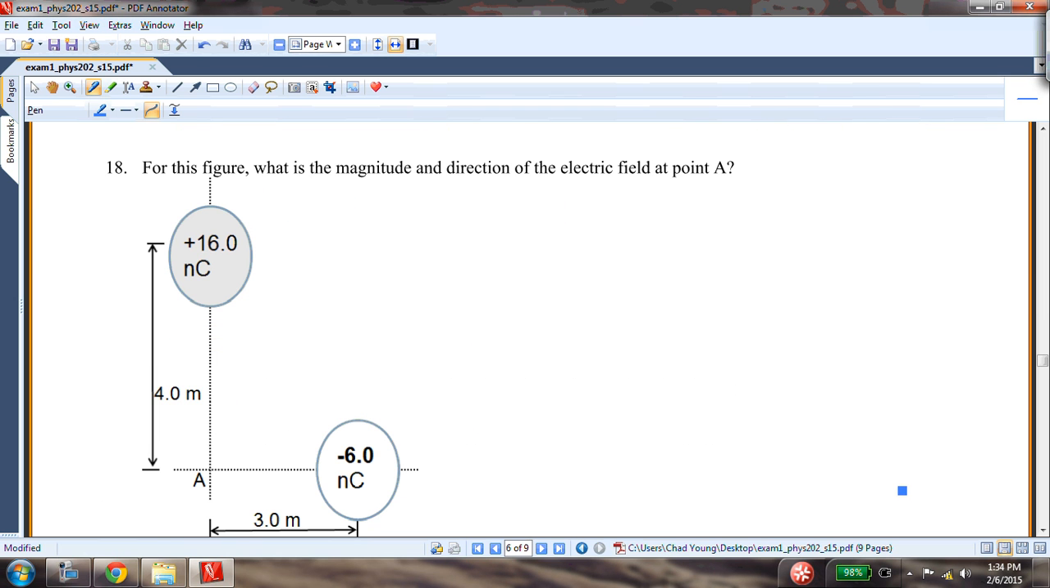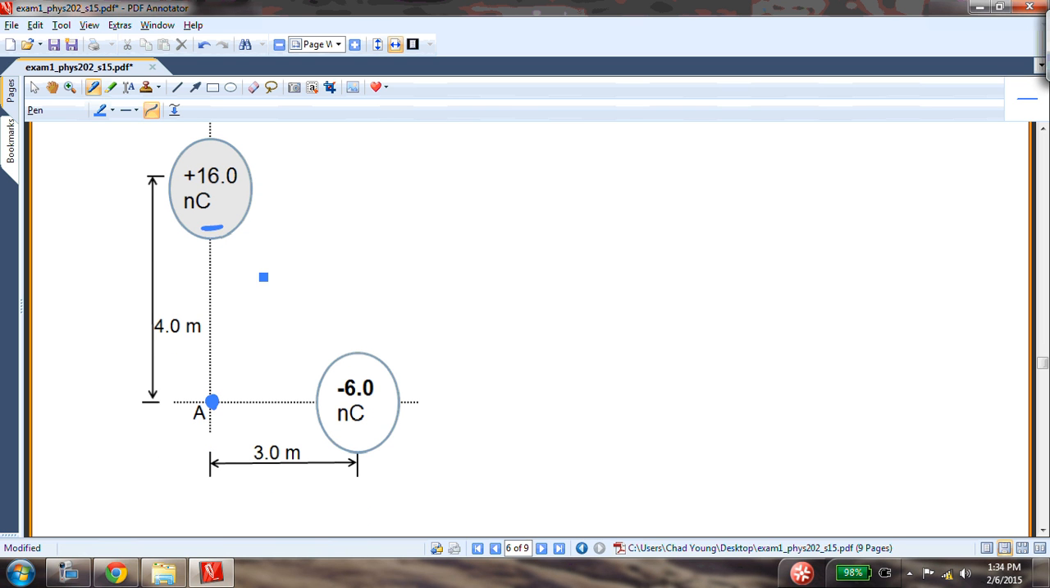What is the magnitude and direction of the electric field at point A? All right, so I have 2 charges. I have this charge. The magnitude of the electric field, which I'll call E1, is in this direction. That's the same direction that a positive particle would feel a force in. I can go and calculate what E1 is. It should be kq over r squared.